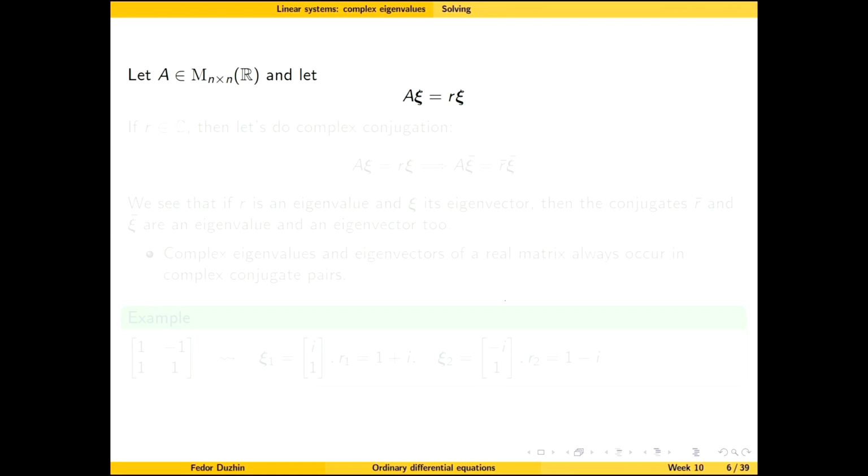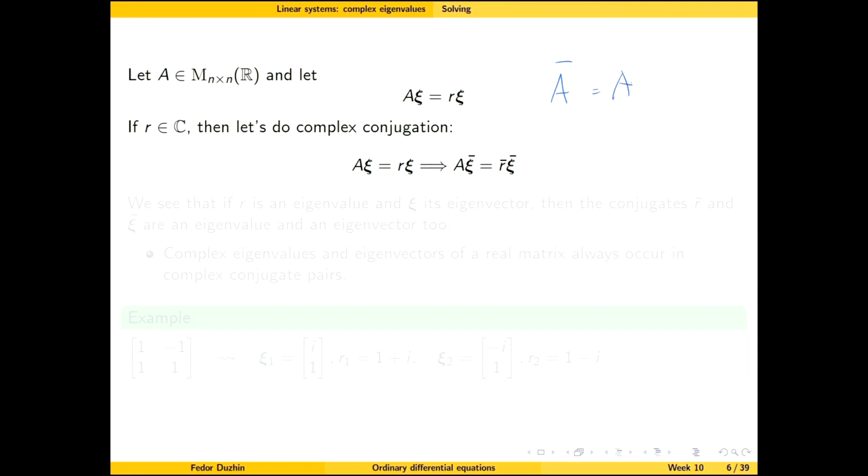Now let's figure out how to solve a linear system in the case when the matrix of the system has complex eigenvalues. If the matrix is real, so the coefficients of the matrix are real, but we have a complex eigenvalue, then the fact that it is an eigenvalue means that there is an eigenvector xi. So it also has complex entries, and then we can apply complex conjugation. Notice that since A is a real matrix, A conjugated is A itself.